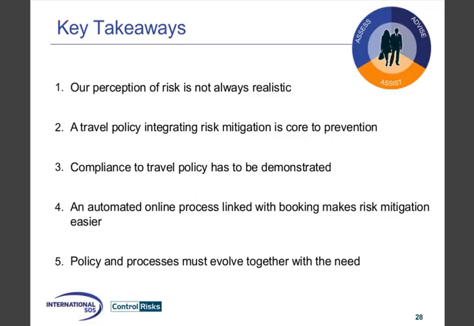Having a travel risk policy that integrates risk mitigation is core to prevention, and prevention means minimizing whatever risks are there and potentially eliminating them. Compliance to a travel policy has to be demonstrated. The policy itself can't just stand there alone. That doesn't really do anything. Having compliance with the policy is very, very important. An automated online solution really makes risk mitigation policy compliance much easier, certainly easier than a manual policy.